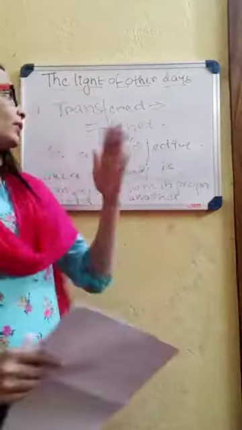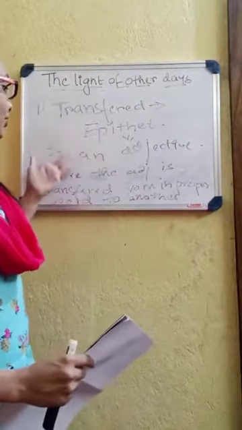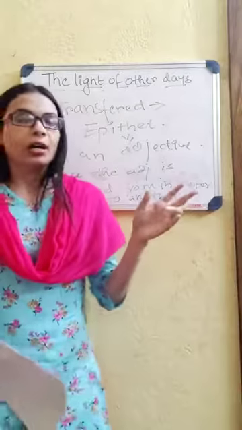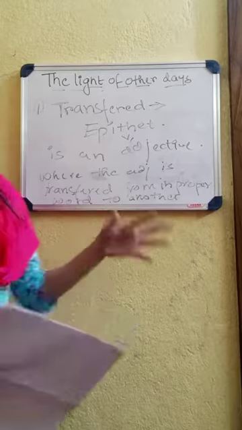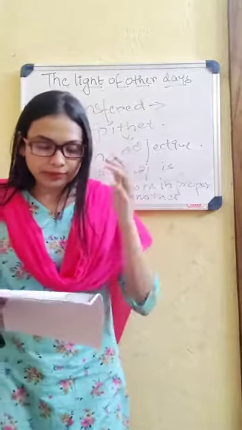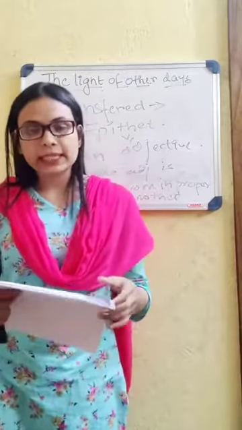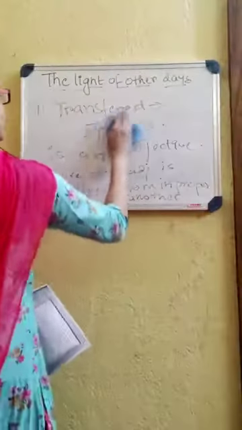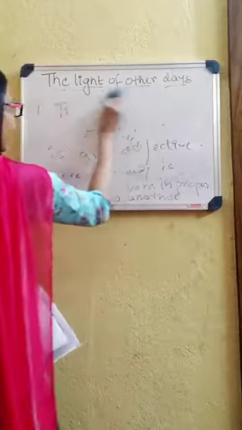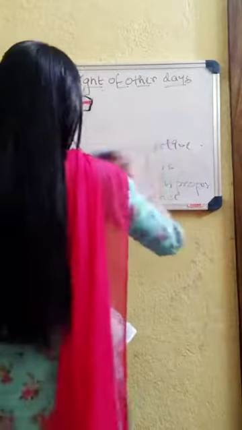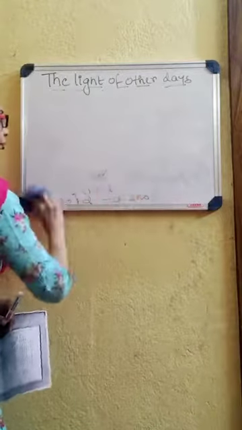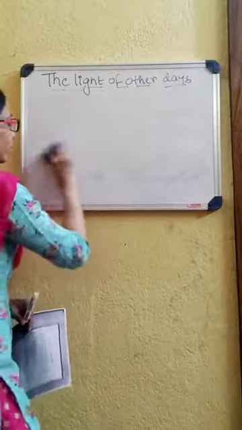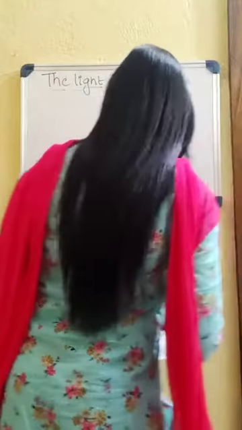So basically, transferred epithet is transferring the meaning of one word to another word. So here in the poem, 'Oft in the Stilly Night', there are three transferred epithets used. One is stilly night, another one is cheerful heart, another one is wintry weather.